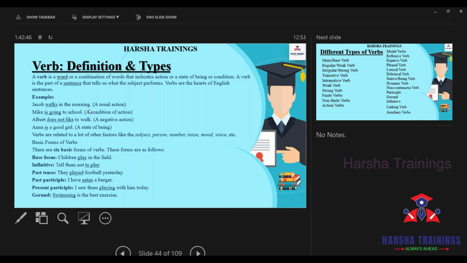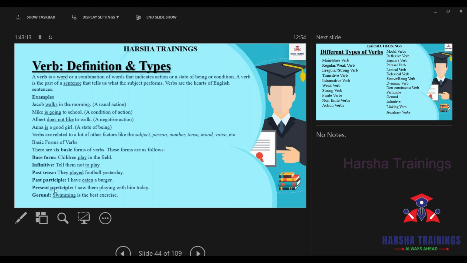There is no such action involved in that word, but still it is a verb because it is giving the state of being. It helps us to form a sentence. It is used in place of some action word. So they are called helping verbs. Is, are, am. All these are helping verbs. Next.